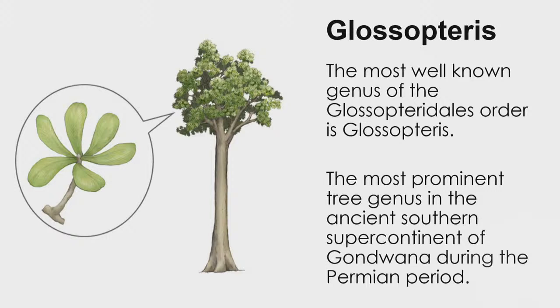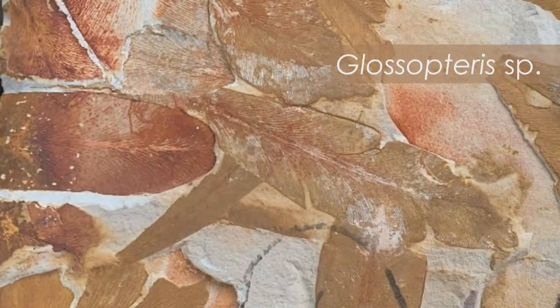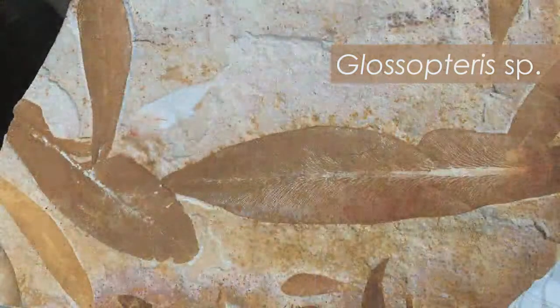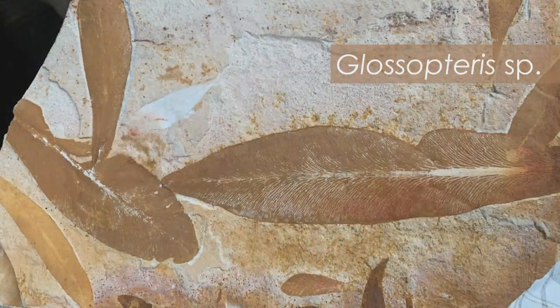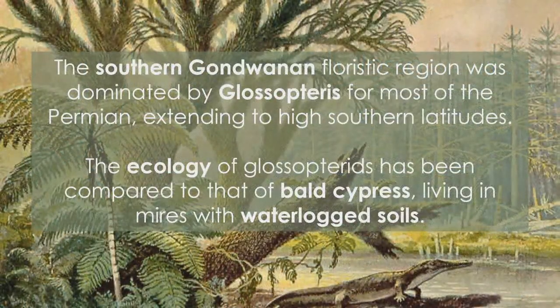The most prominent tree genus in the ancient southern supercontinent of Gondwana during the Permian period. So during this time, this was a very important species. And here's a close-up of that specimen I have on the table there. And you can see some of those leaves. And there's the back side of it. This is one you see a lot in Australia. So the southern Gondwanan floristic region was dominated by these Glossopteris for most of the Permian. And the ecology is very similar to that of bald cypress. They lived in these waterlogged soils, these wetland areas.